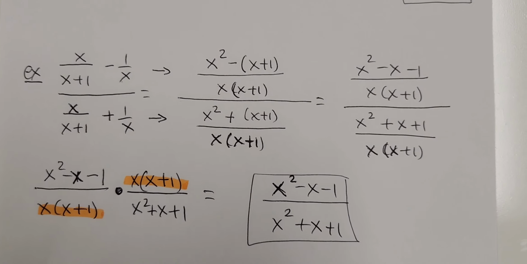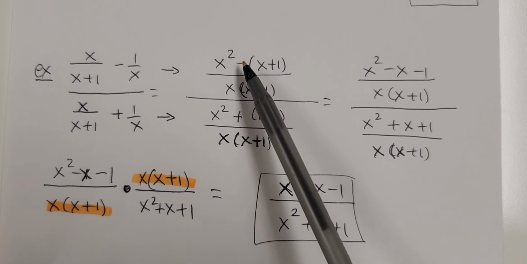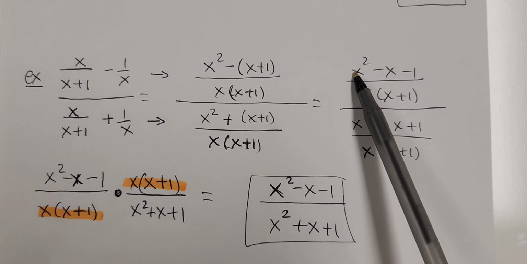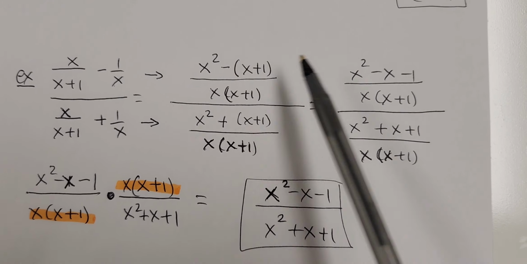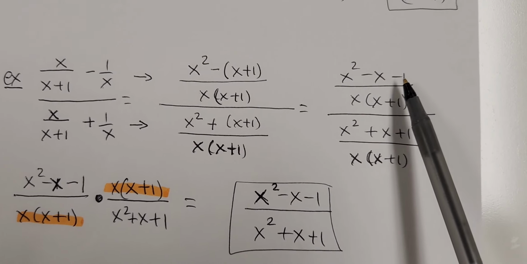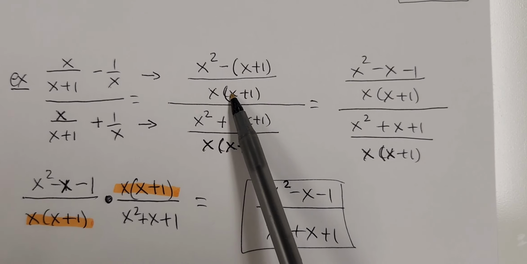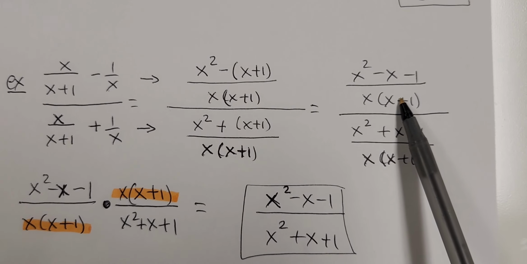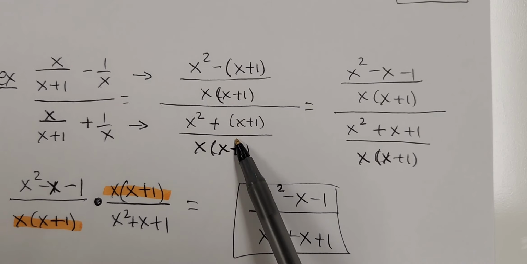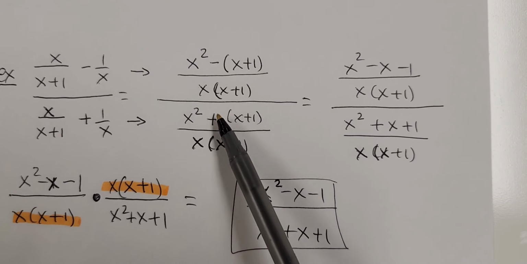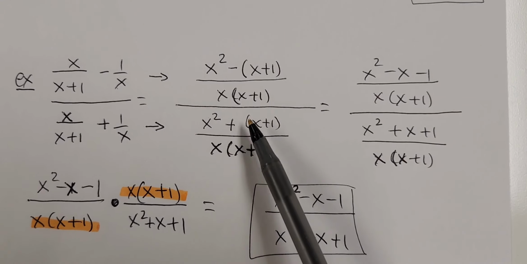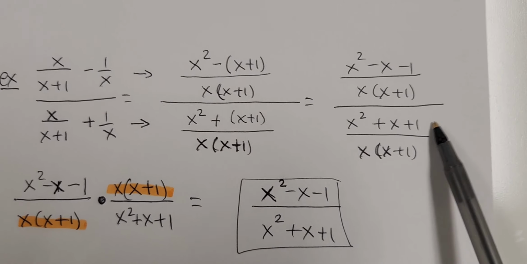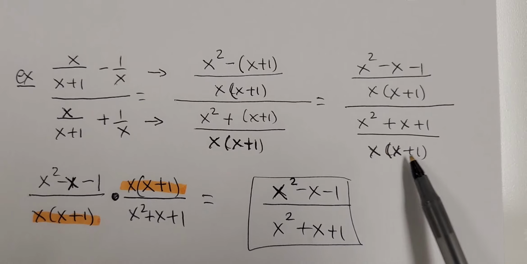Okay, and then after that, get rid of this minus and get rid of this plus. So x squared is just x squared, negative times x, negative times 1 is negative 1. The bottom, leave it alone. Over here, again, the bottom, there's nothing to do, leave it alone. Repeat that step for the bottom fractions as well. So x squared plus x, plus times x is positive x, positive times 1 is positive 1. And the bottom, there's nothing to do, leave it as is.